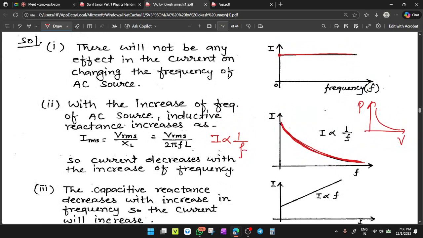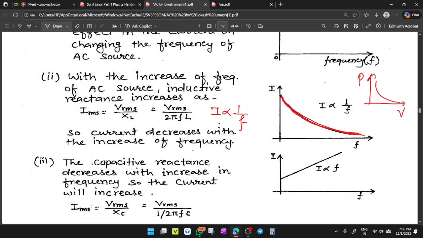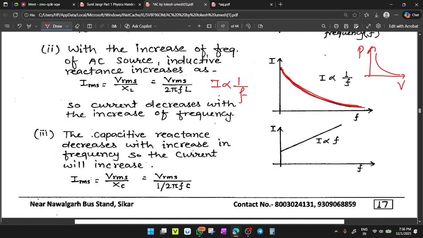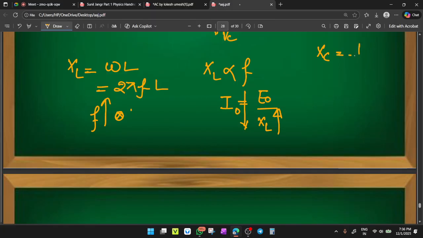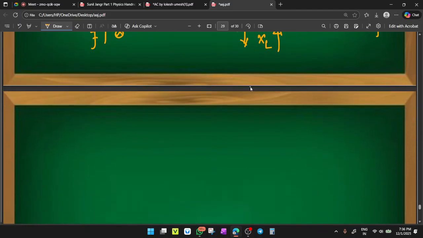So with the increase in frequency of AC sources, inductive reactance increases, so the current decreases with the increase in frequency. Clear? Third part, the capacitive reactance decreases with the increase in frequency. XC equals 1 upon omega C, so omega becomes 2 pi f, so it equals 1 upon 2 pi f C. So if you increase the frequency, XC will decrease. And IRMS becomes IRMS equals applied VRMS, applied voltage, VRMS upon XC.